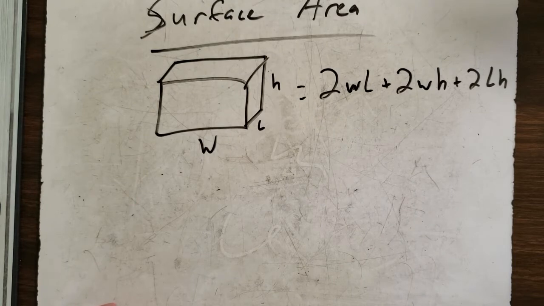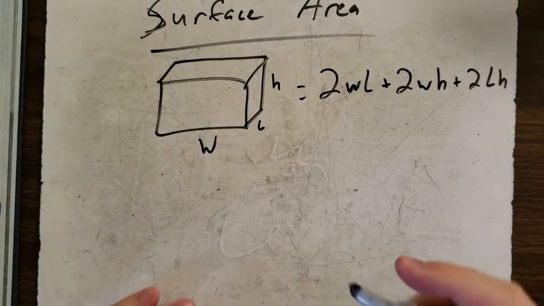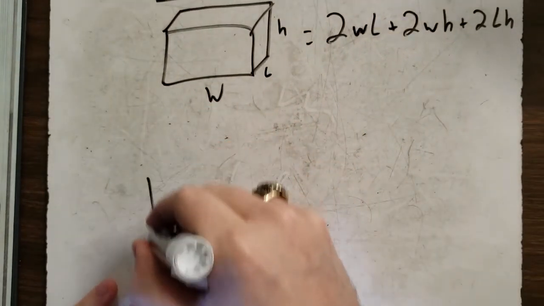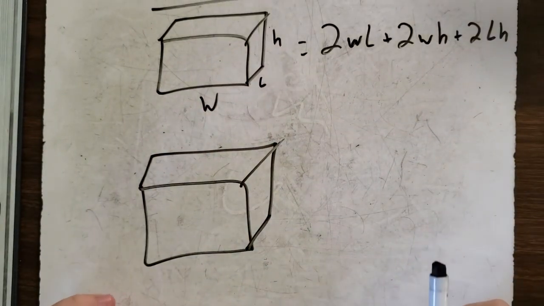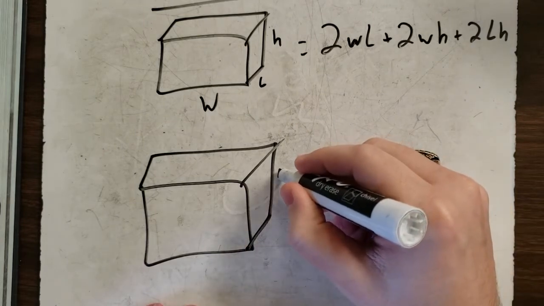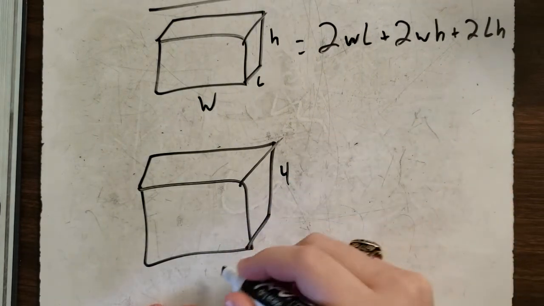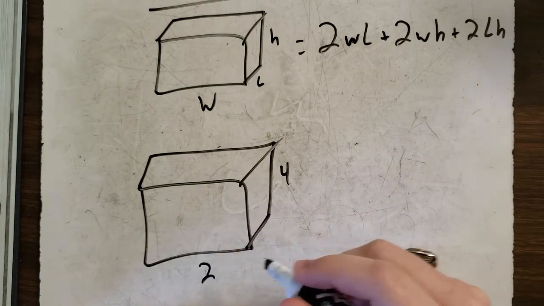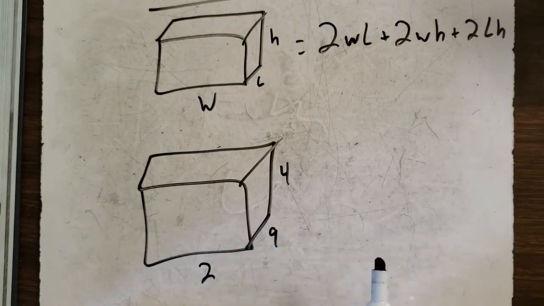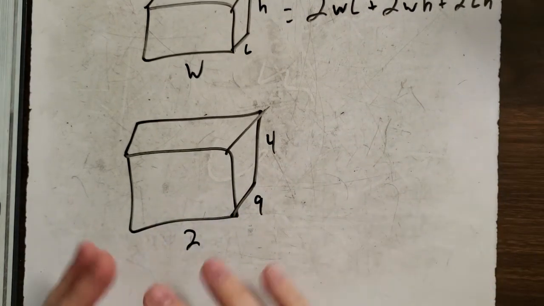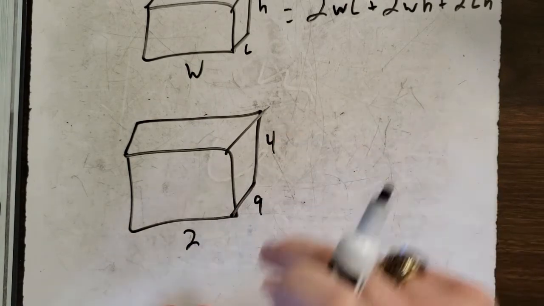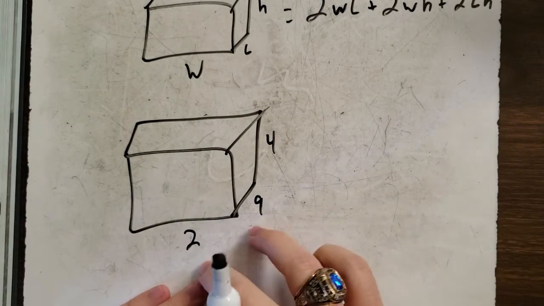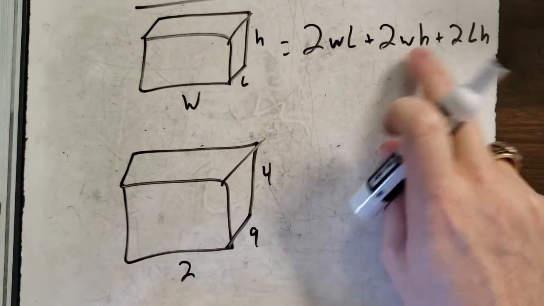So let's do an example. Let's say you're given a box, okay, and let's say your height is 4. Let's say your width is 2, and let's say your length is 9. I know it doesn't look very good, but you get the idea. So width, length, height, right? 2, 9, and 4. Really what we're doing is just taking these numbers and plugging them in to the formula and to the letters we have here.